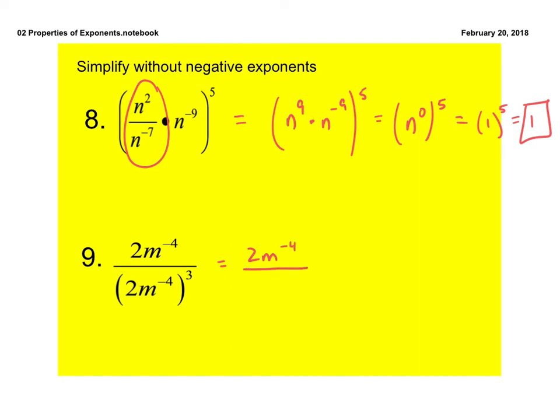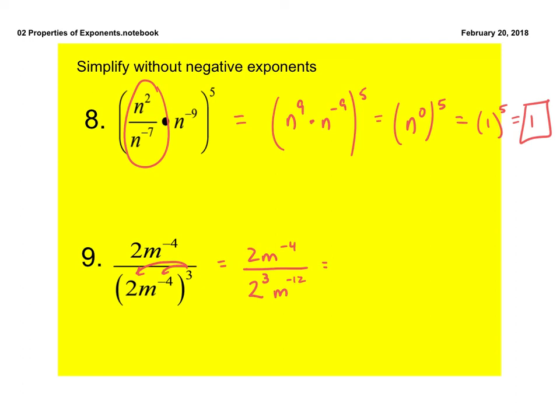So remember, we distribute this power to everything on the inside. So it would be 2 to the third, then m to the, remember negative 4 and 3 would be multiplied, so it would be negative 12. So I'll just keep simplifying here. 2 to the third is 8. Actually, you know what? I backed this up. I'm going to do this differently.